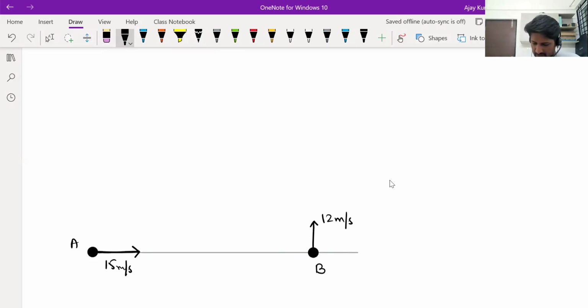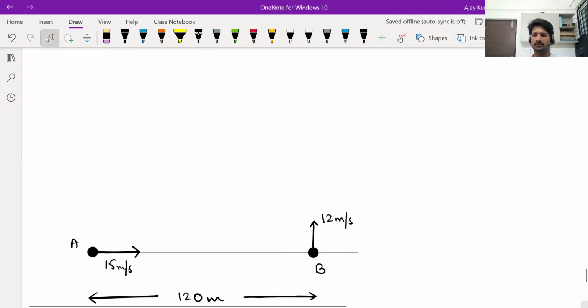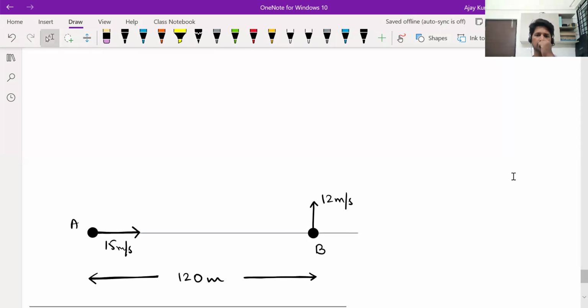Initial separation between A and B is, let's say, 120 meters. Calculate the shortest distance between A and B. Do this, all of you. Type your answers in chat. I'll give you 2 minutes.